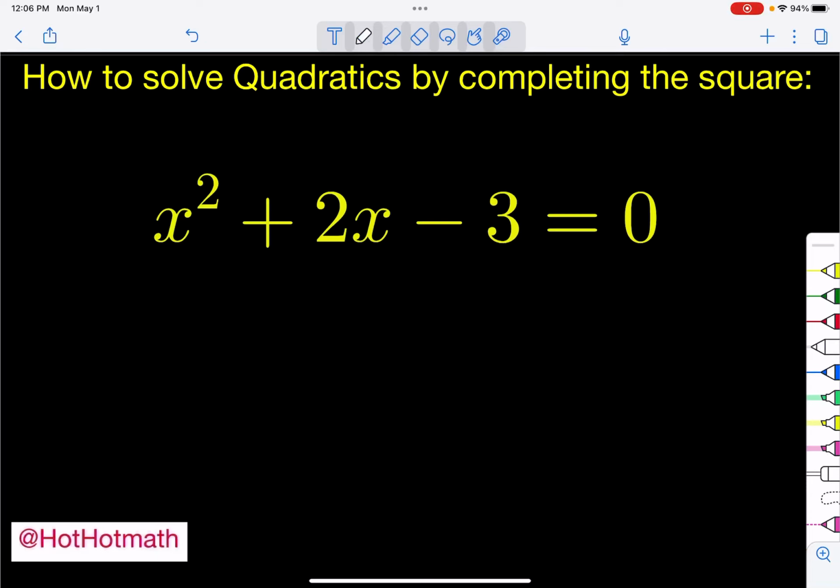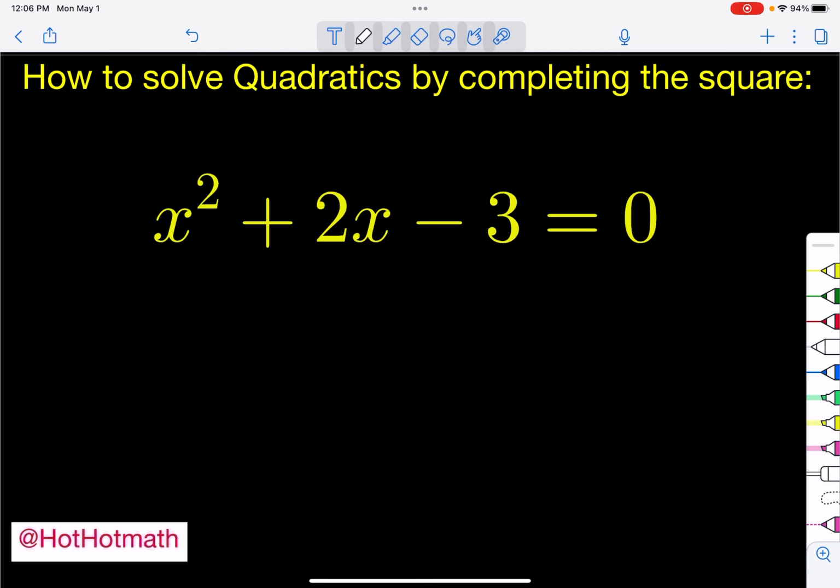In this video, we are going to explore how to solve a quadratic by completing the square. Now, what we are trying to attempt to do is to find the x value that makes this equation true. And there's a few techniques. There's graphing, there's factoring, there's the quadratic formula. Well, one other technique is completing the square. So let me show you how you do that.